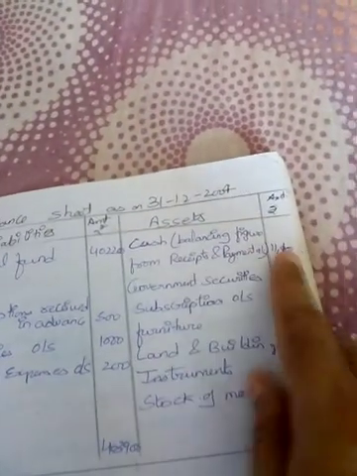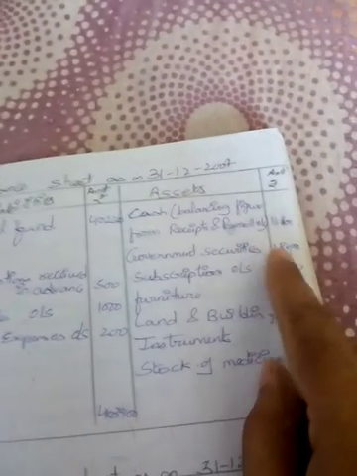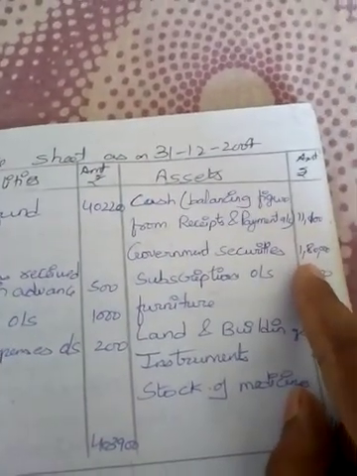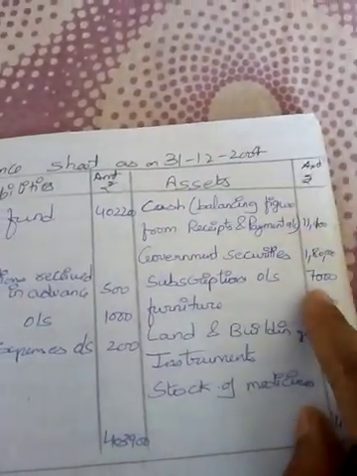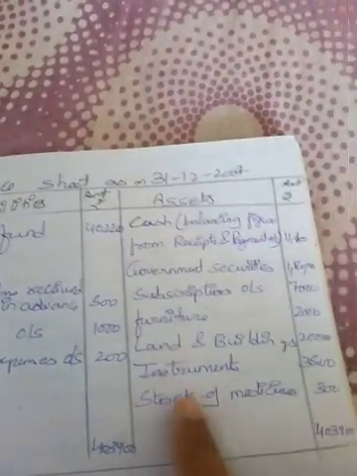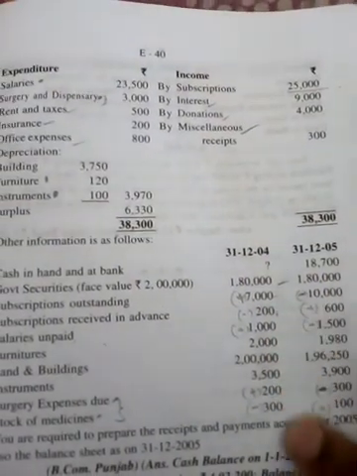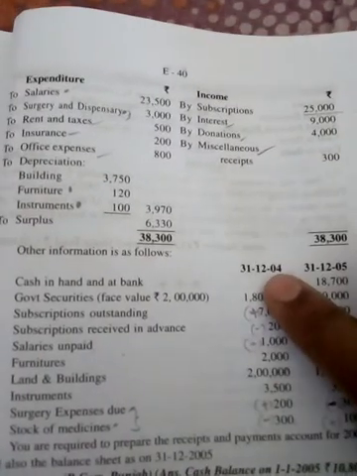Once we consider all those things, we can prepare the opening balance sheet with the 2004 information. As I told you, the cash amount is from the receipts and payments account. Government securities are given at 1,80,000, subscriptions outstanding 7,000, furniture 2,000, land and buildings 20,000, instruments 3,500, stock of medicines 300. All this information we have considered from here.